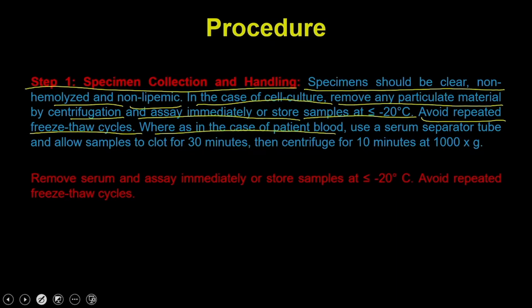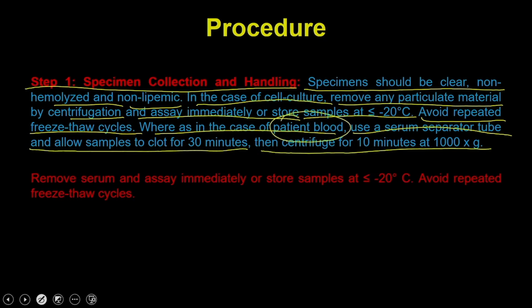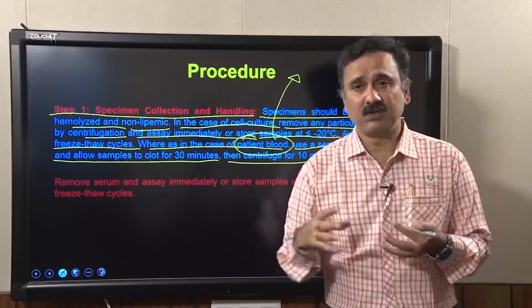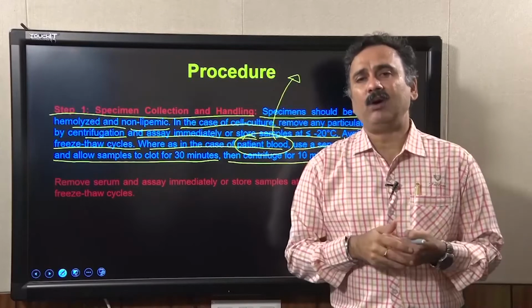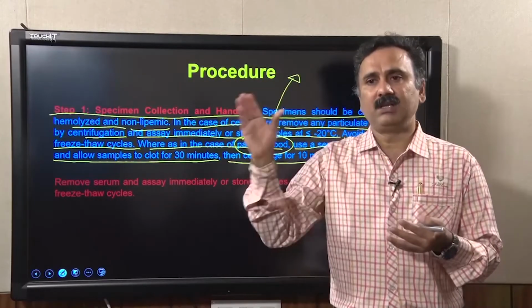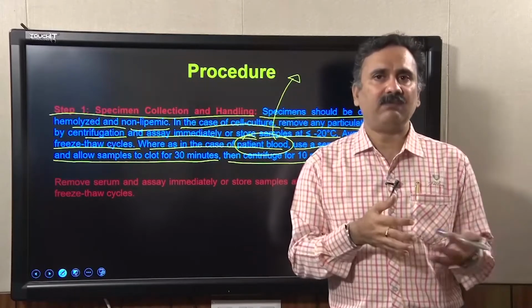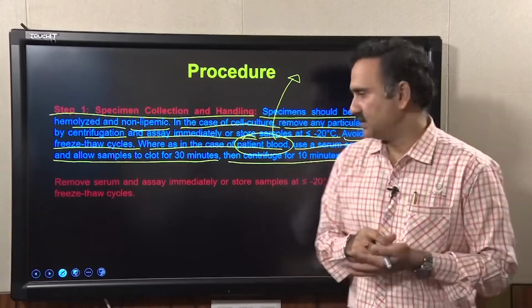Whereas, in the case of patient blood, use a serum separating tube and allow the sample to clot for 30 minutes and then centrifuge for 10 minutes. If you are processing patient blood, you do not need the blood cells, you only require the serum component or the fluid component. So, you allow the blood to clot and then take the clear supernatant for detecting the antigen, either TNF alpha or insulin or any other antigen.